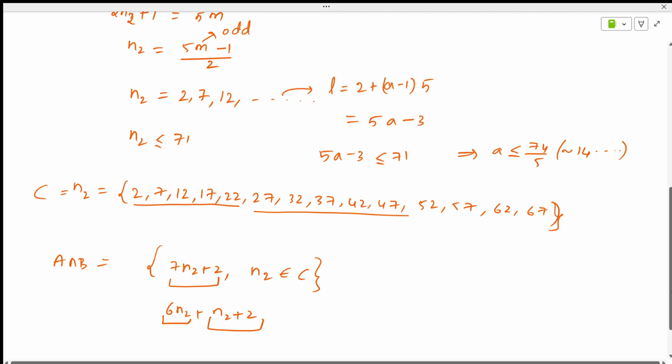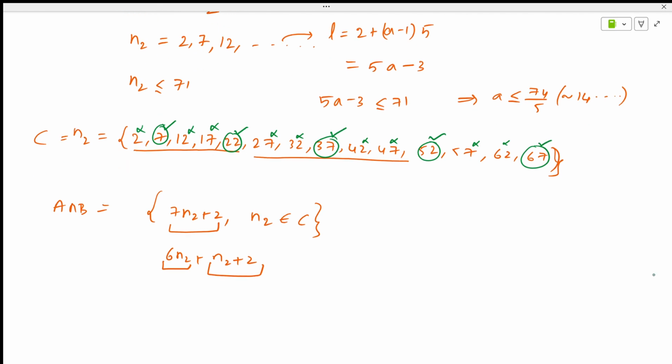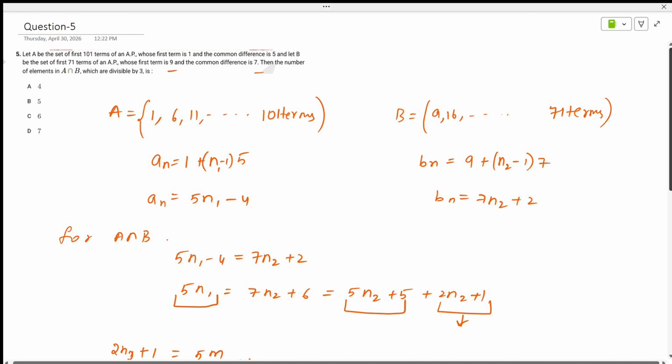So let us check the possible values of n2. 2 plus 2 is not divisible by 3. 7 plus 2 is divisible by 3. 12 plus 2 is not divisible by 3. So 39 is divisible, 42 is not, 47 is not, 52 is not, 57 is divisible. Okay, so you will get 1, 2, 3, 4, 5 elements in A intersection B which are divisible by 3. So the option is B. We'll discuss the next 5 problems in the next part.